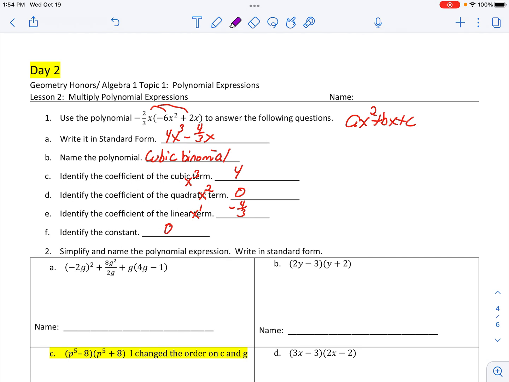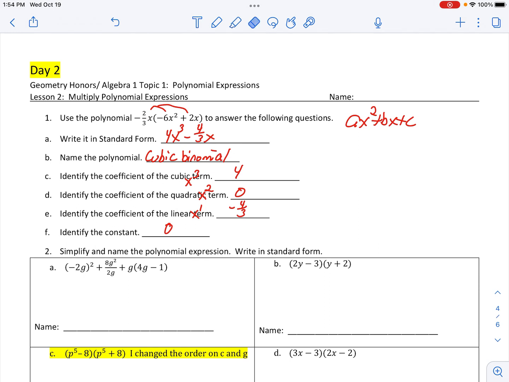It's a cubic because of x to the third, a binomial because of 2 terms. Coefficient of the cubic term is x to the third, that's 4. Coefficient of the quadratic term is x squared. I don't have an x squared, so it's 0. Linear term is x to the first. I have a linear term, which is negative 4/3. And I don't have a constant term. The constant term is 0, or you could say none.